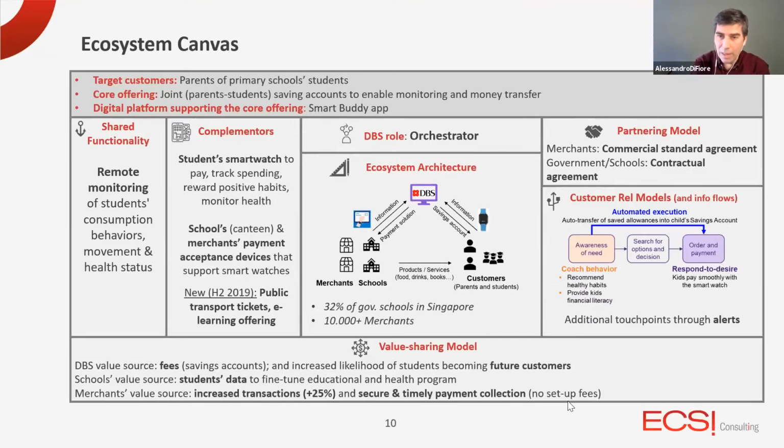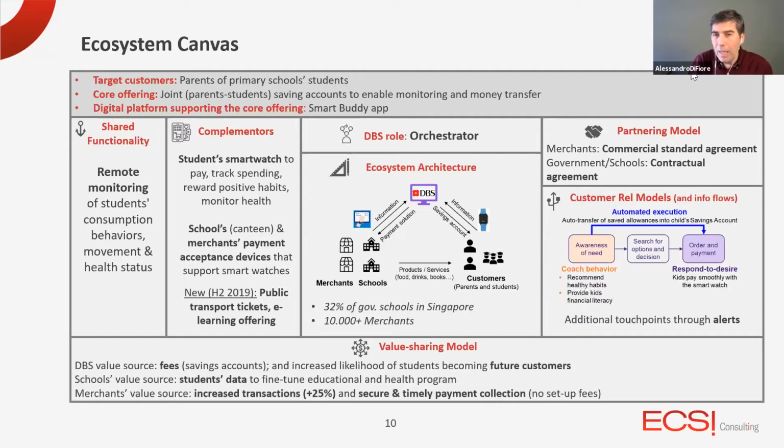DBS is an orchestrator, a typical play of an orchestrator. The ecosystem here, you can see, has an architecture of two sides. On one side, you have the customers. In this case, the customers are both parents and students. The students are the users, the primary customers are the parents, and then on the other side you have... it's not two sides, it's probably at least three sides.